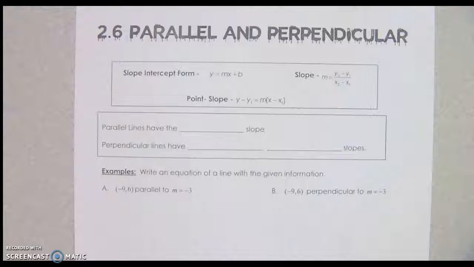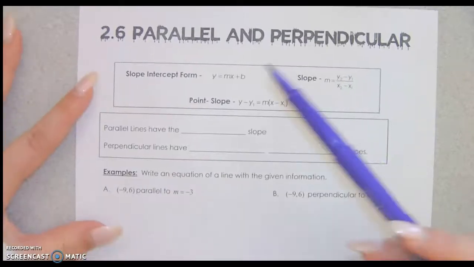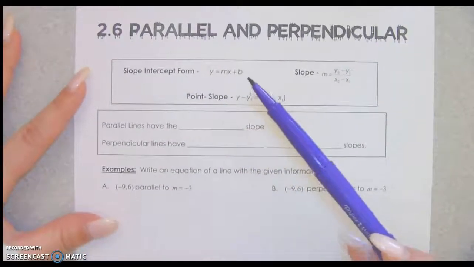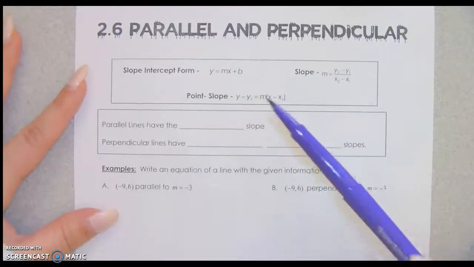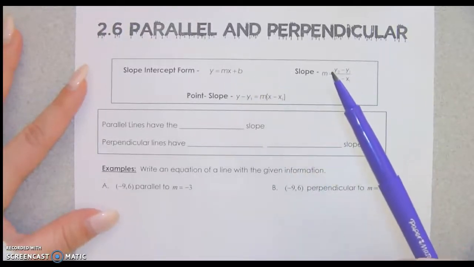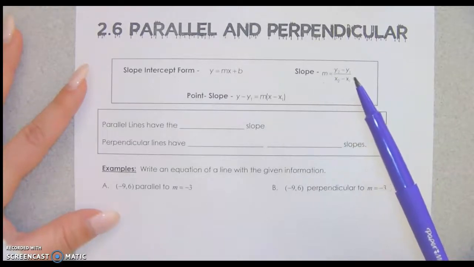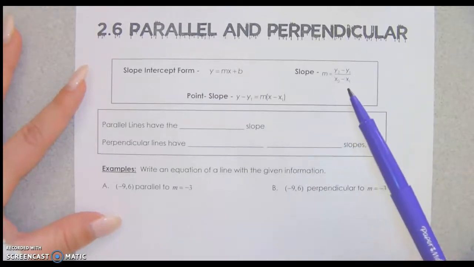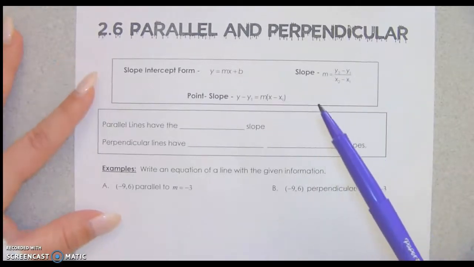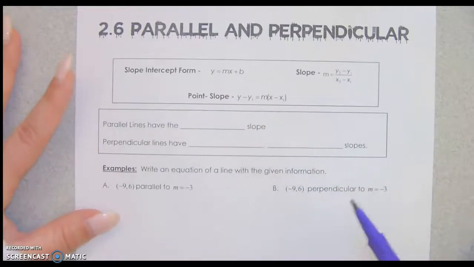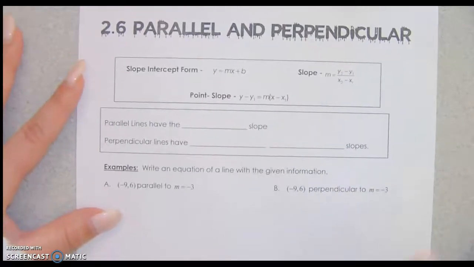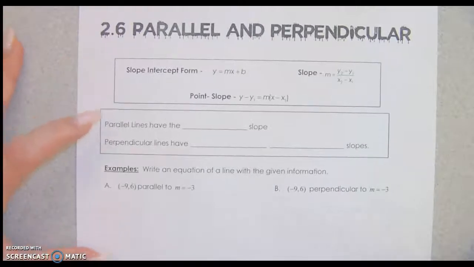Hi guys, so today we're talking about parallel and perpendicular lines. We are starting by giving us our formulas. We have slope-intercept form, which is y equals mx plus b. We have our slope formula, which is m equals y2 minus y1 over x2 minus x1. And then we have point slope, so that's y minus y1 equals m times x minus x1.